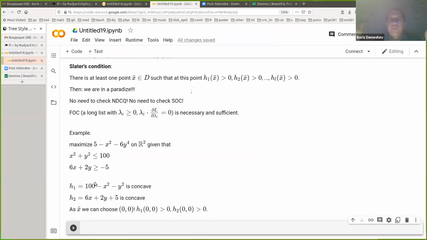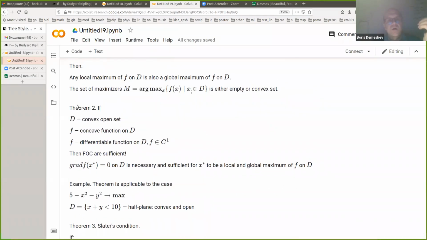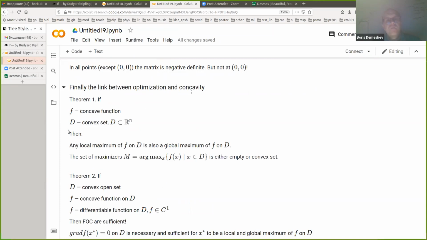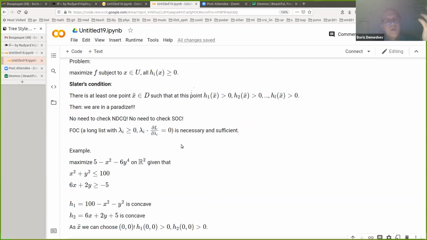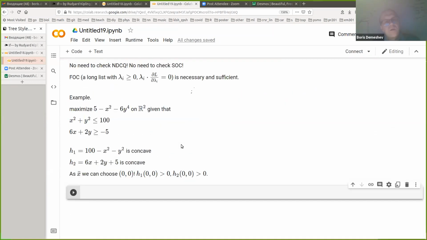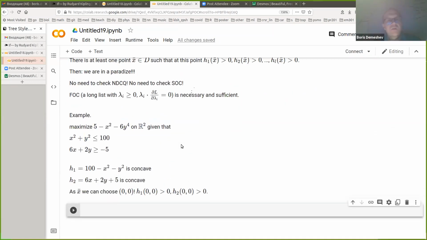I have solved my problem, and that is according to the first theorem. According to the first theorem, I have f concave and the constraint set convex. So bingo, we are in paradise. We have found the global extremum, and it's also local. We have not checked the constraint qualification. We haven't checked second order conditions. Bingo, we save a lot of time, and we find the global and local maximum.